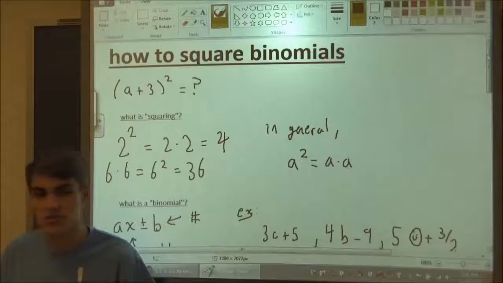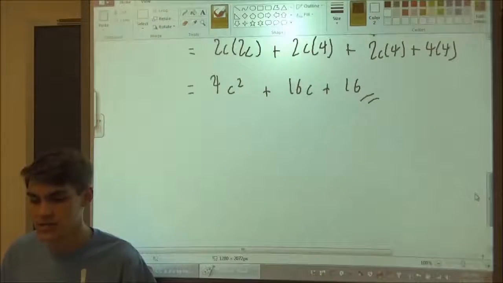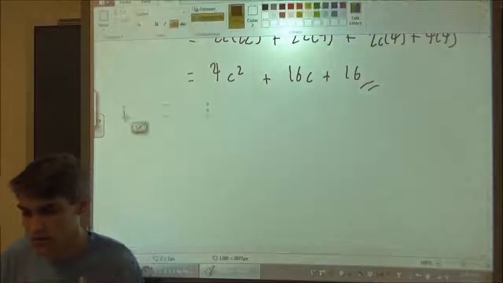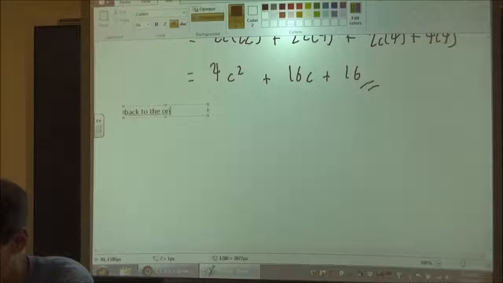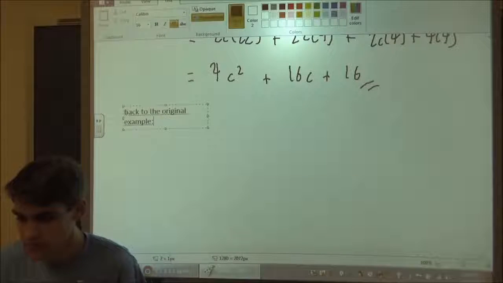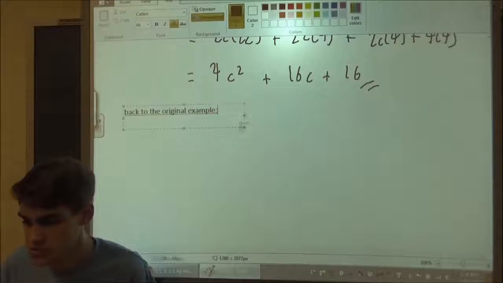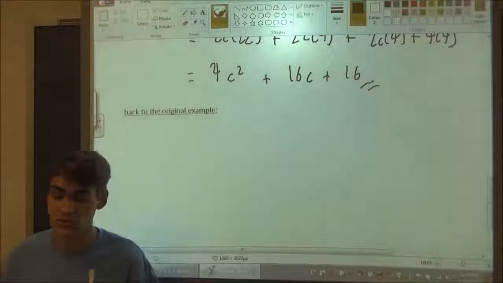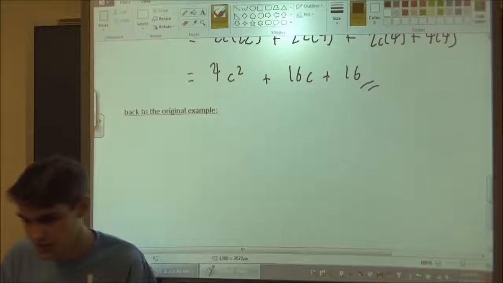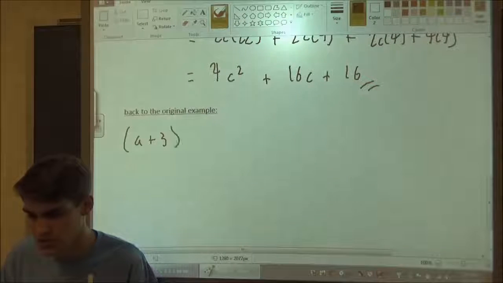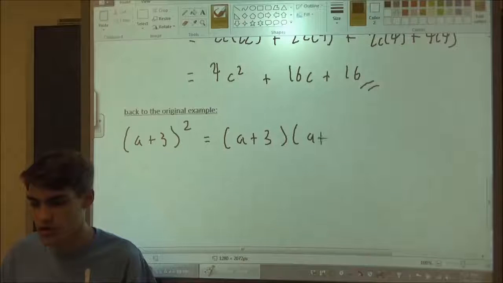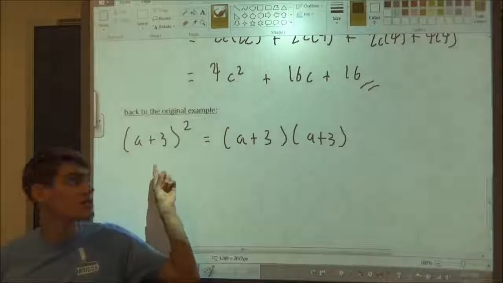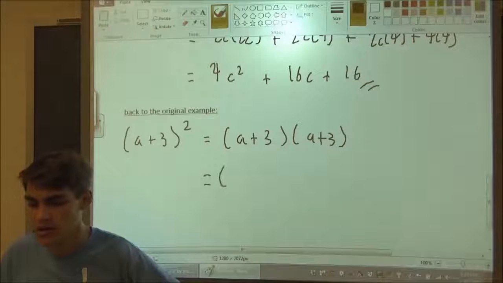Let's go back up to the original example and solve it as an extra example. When we're squaring binomials, we're really just using the distributive property twice. And we're also using the rule of squaring. First thing I want you to do, use your rule of what squaring is. Whatever's underneath the 2, take that and multiply it by itself.